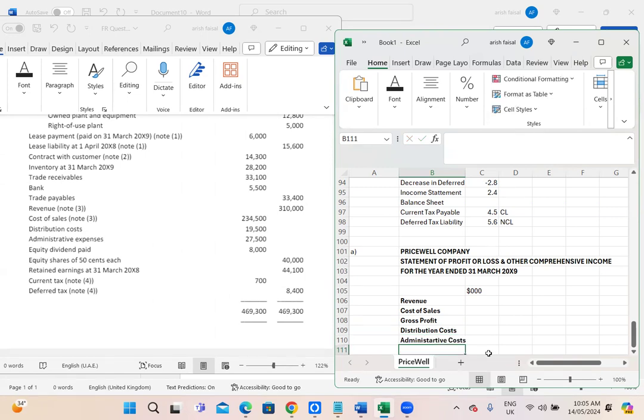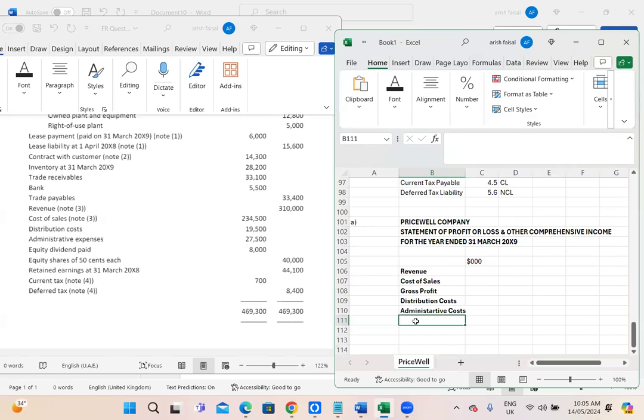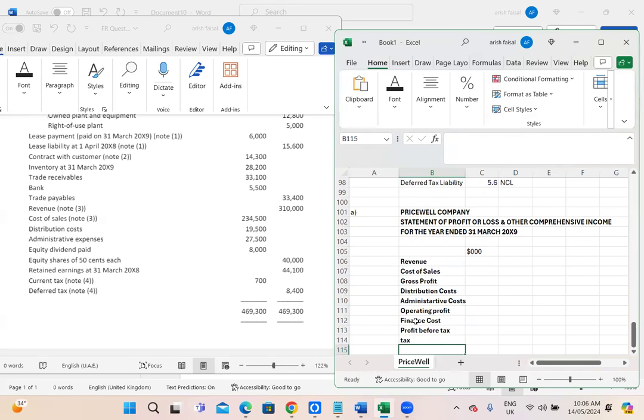Okay. Then you will get your operating profit, or PBIT. Then you have the finance cost. You will get profit before tax. You will minus the tax and you will get profit for the year. But in this case, I really don't think that we have anything to go into the OCI. So that's it basically.